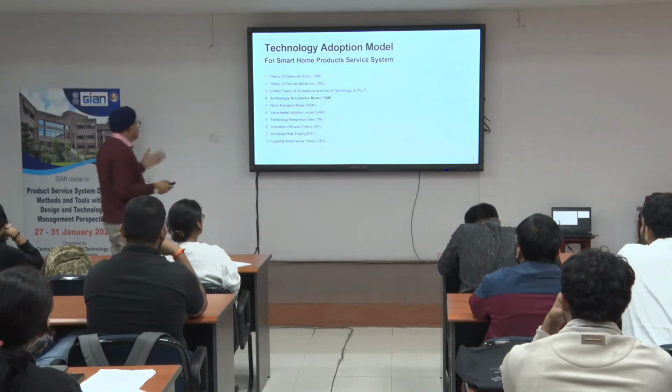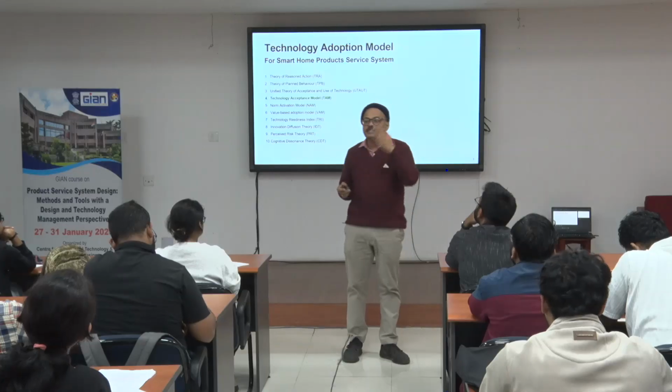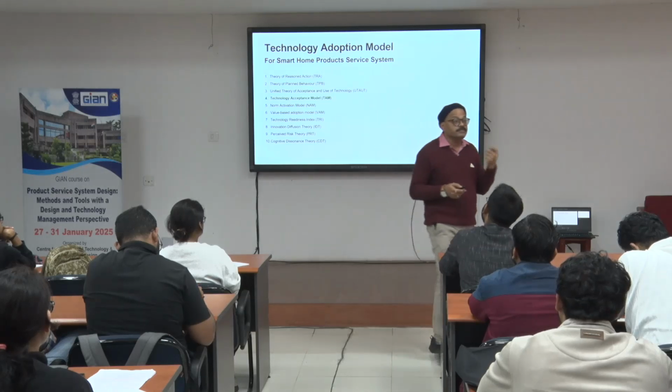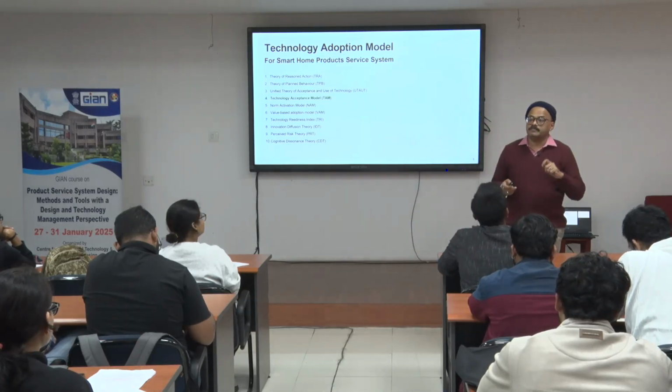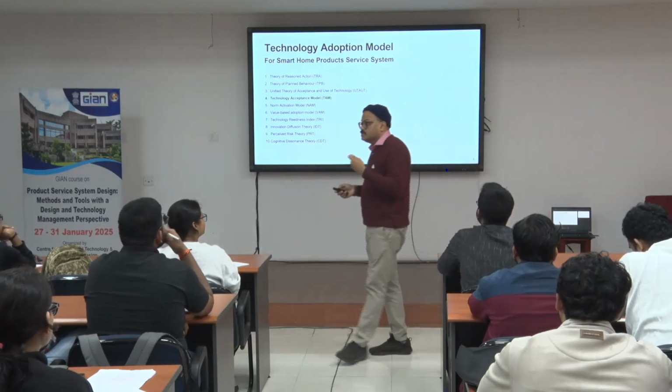In yesterday's discussion, we talked about models like the theory of reasoned action, the theory of planned behavior, the unified theory of acceptance and use of technology, technology acceptance model, norm activation model, value based adoption model, technology readiness index, innovation diffusion theory, perceived risk theory, and cognitive dissonance theory. These were the theories that we discussed in yesterday's class. Now, the question is, given this situation, we are doing a study to understand user behavior from the perspective of technology acceptance and technology adoption in the context of smart home in the Indian scenario.